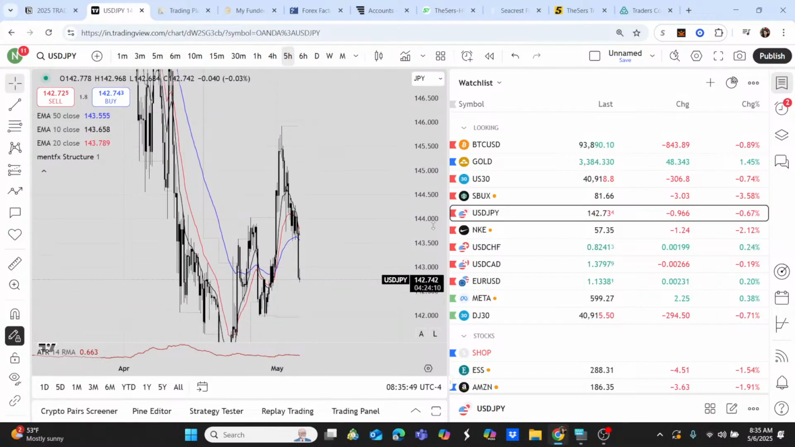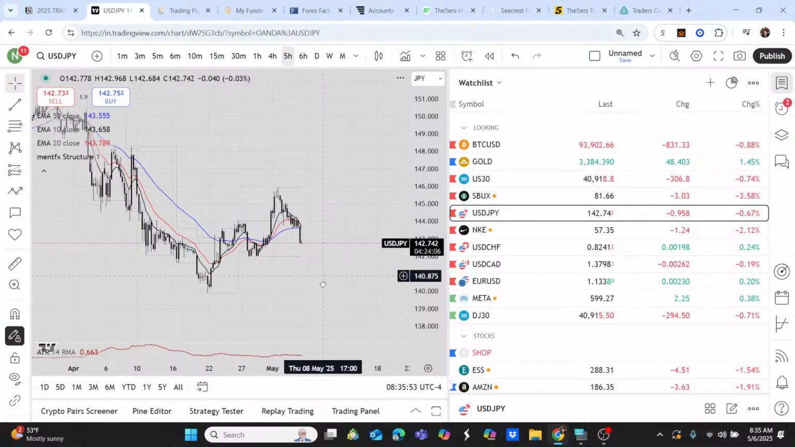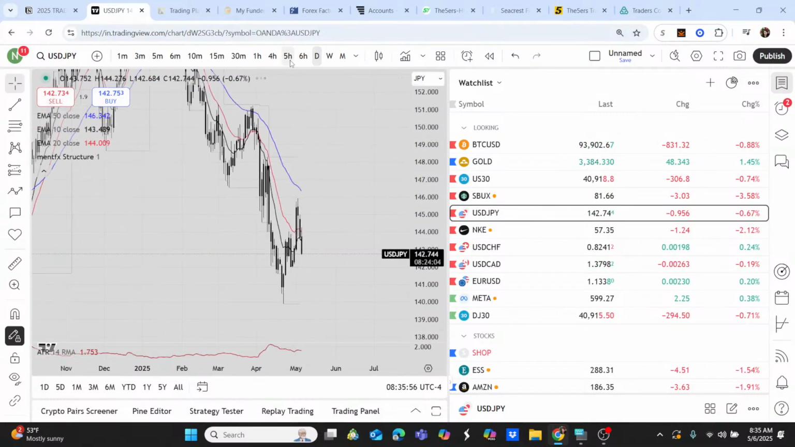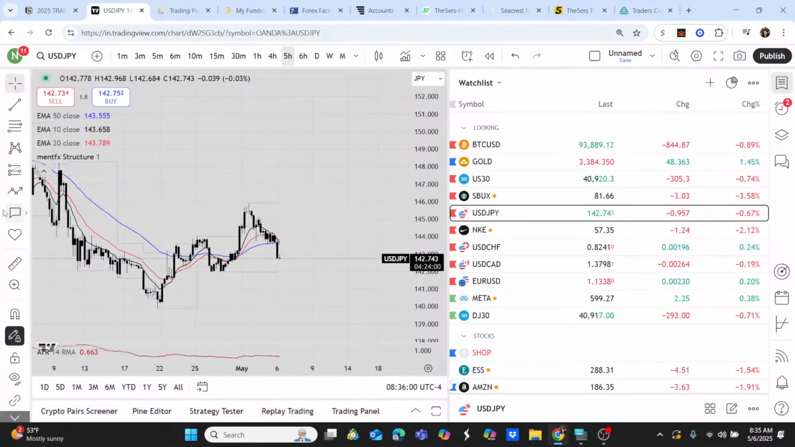What was USD JPY looking like? It was looking clean right here. Hold on. Daily looking nice. 5 hours started to move right here. We actually look nice.